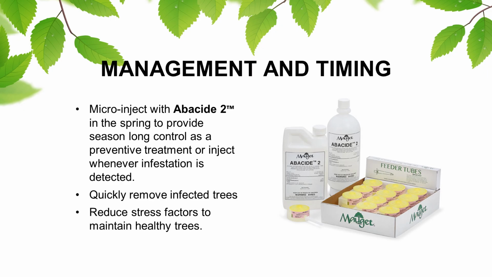Reduce factors that can cause additional stress to the trees, such as providing irrigation during dry weather, proper pruning, mulching, and sanitation practices. Abicide 2 is available in 2, 3, and 4 milliliter capsules and 1 liter bottles.